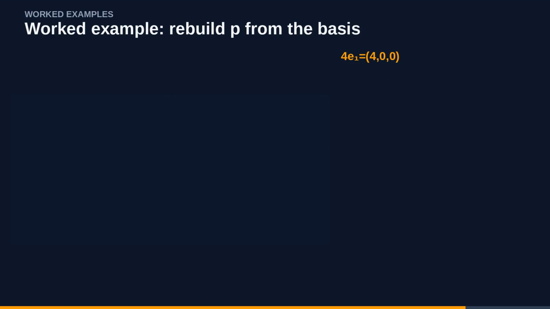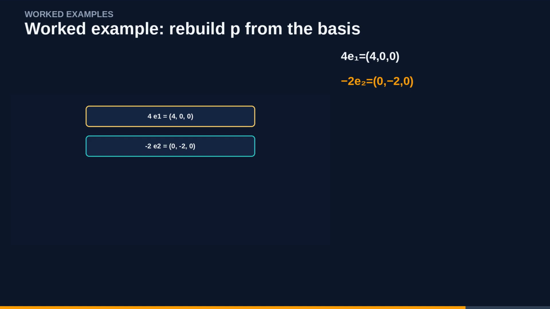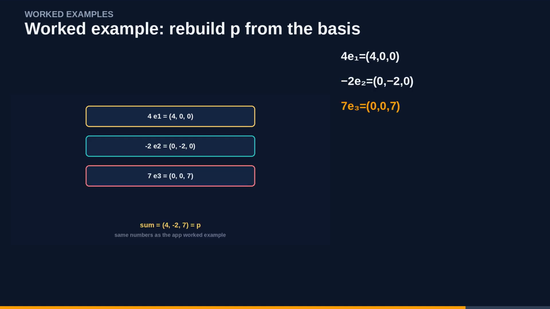Express the machine destination using the standard basis. 4E1 is (4, 0, 0). Minus 2E2 is (0, -2, 0). 7E3 is (0, 0, 7). Add them to recover (4, -2, 7). So P equals 4E1 minus 2E2 plus 7E3. The trap, swapping signs or swapping basis slots, changes the point on the bed.